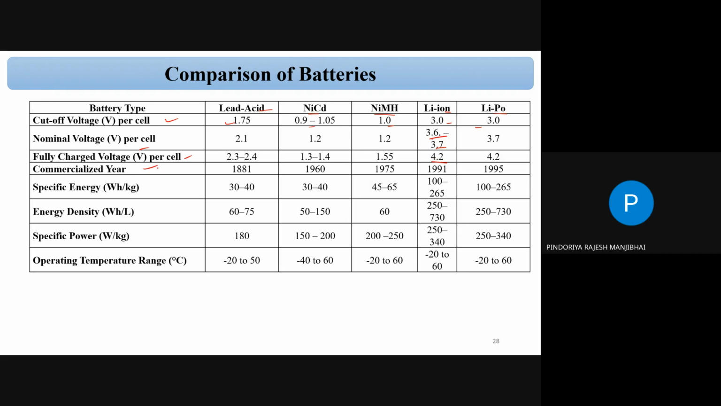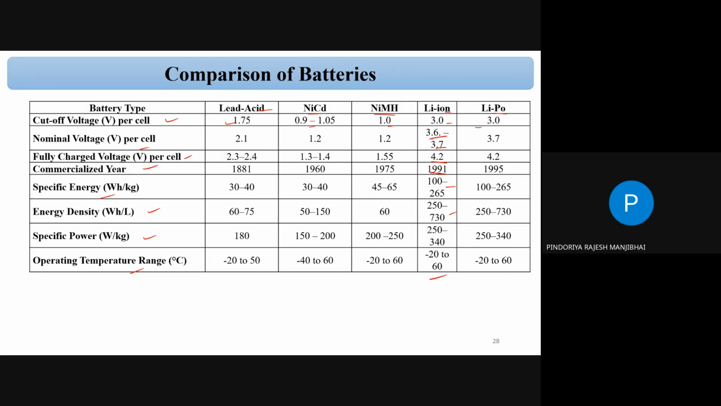Commercialization year, when it was invented and commercialized: from 1991 there is the lithium ion battery. Specific energy density in watt hour per kg is 100 to 265. Energy density in watt hour per liter is 250 to 730. Specific power in watt per kilogram is 250 to 340. And operating temperature range is minus 20 to 60 degrees.